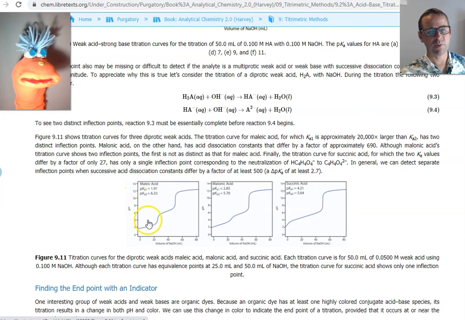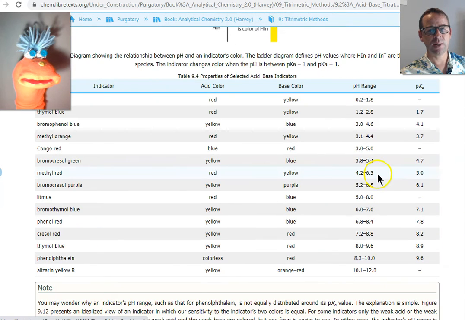And let's say I wanted to find out when the first proton came off. Then I'd want to choose a pKa that had a similar... to this endpoint right here. Sorry, not to this one. Similar to the endpoint. So if my endpoint was going to be around 4, I would want to choose an indicator that had a pKa of about 4. Something like this is 3.1 to 4.4, this is 3 to 5. So either something like methyl orange or Congo red.